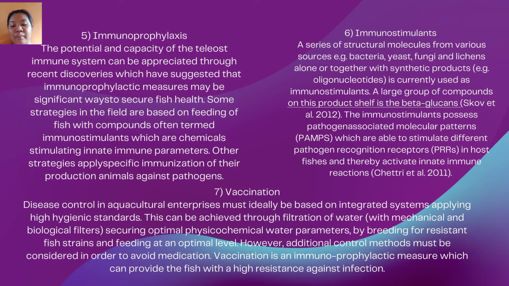Fifth, immunoprophylaxis. The potential and the capacity of the fish's immune system can be appreciated through recent discoveries which have suggested that immunoprophylactic measures may be significant ways to secure fish health. Some strategies in the field are ways of feeding fish with immunostimulating compounds, chemicals stimulating innate immune parameters. Other strategies apply specific immunization of the production animals against pathogens.